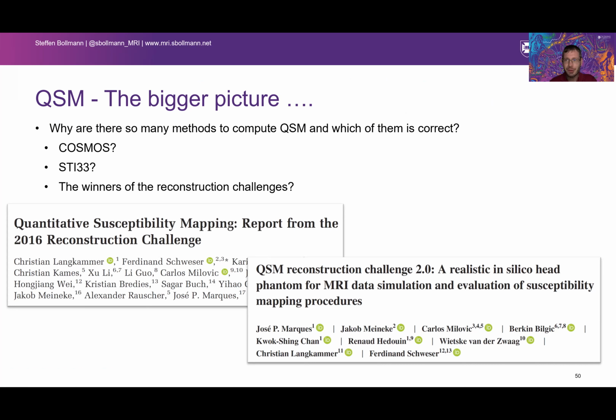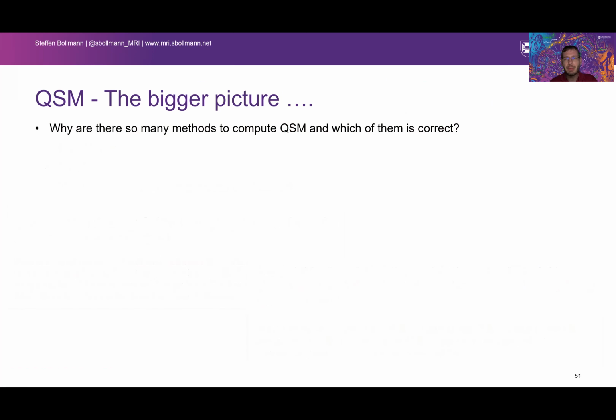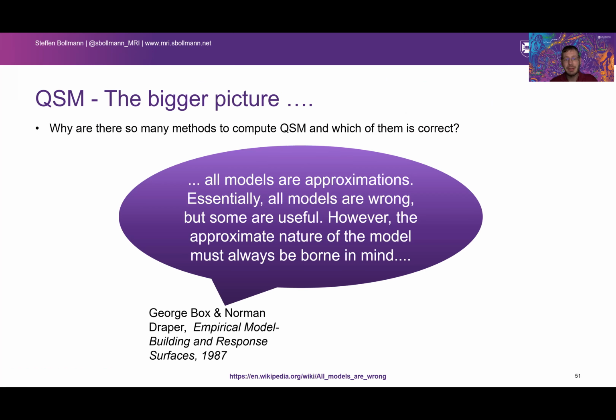It depends on your assumptions. Although there are clear winners in the challenges, it's not that clear, for me at least, in the field, which one is the best. When we think about this a little bit philosophically, George Box and Norman Draper said something about modeling in general: all models are approximations. Here our QSM methods are different models and we make different assumptions. Essentially, all models are wrong, but some are useful. However, the approximate nature of the model must always be borne in mind. And I think this is quite important for our QSM methods as well.